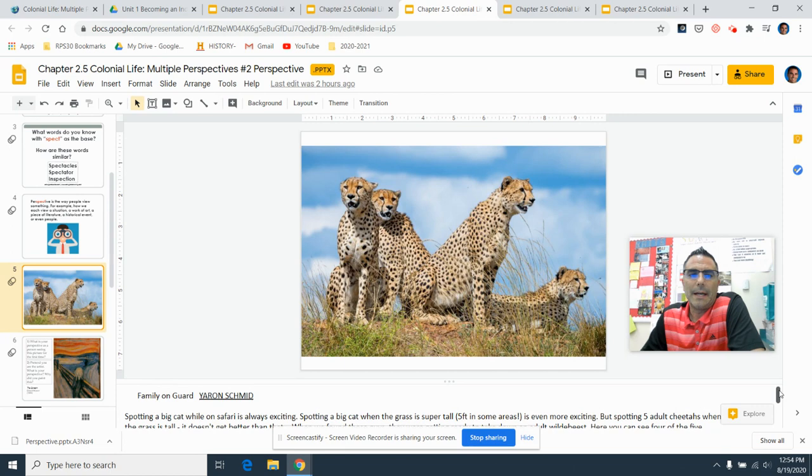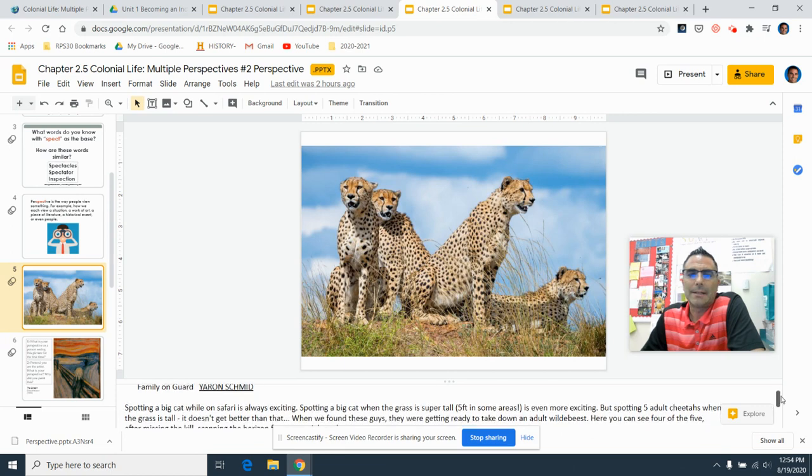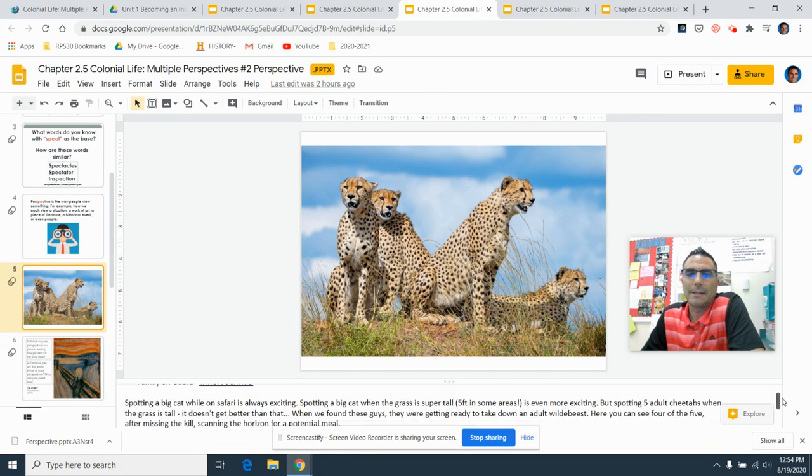Spotting a big cat while on safari is always exciting. Spotting a big cat when the grass is super tall, 5 feet in some areas, is even more exciting. Spotting five adult cheetahs when the grass is tall, it doesn't get better than that. We found these guys, they were getting ready to take down an adult wildebeest. Here you can see four of the five, after missing the kill, scanning the horizon for a potential meal.